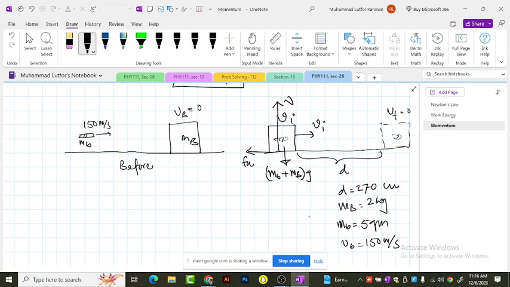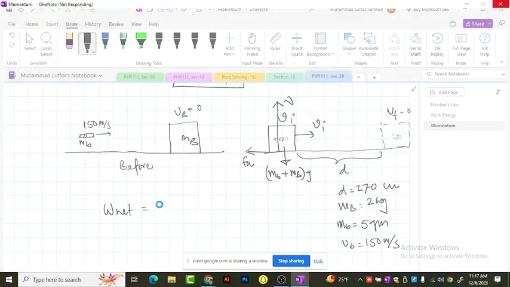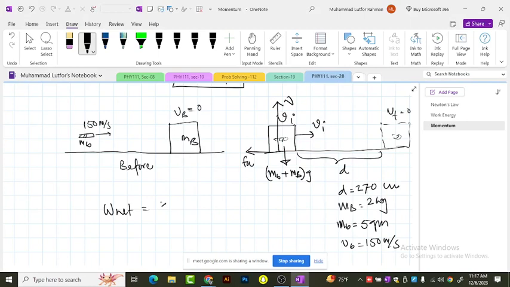Now, since it's a frictional case, I cannot write that the total energy is conserved at the final point, because there is a frictional force present in the system, which means this system would be a non-conservative system. Fine. Then what I can write is the work energy theorem. I can write that the net work done on the system would simply be the change of kinetic energy.